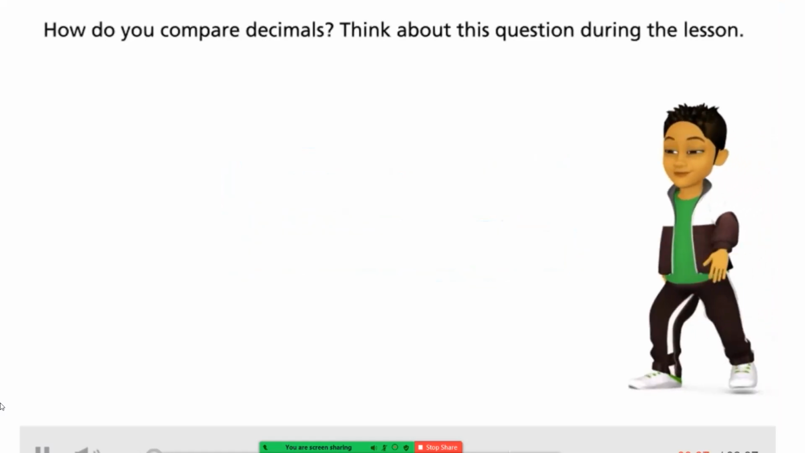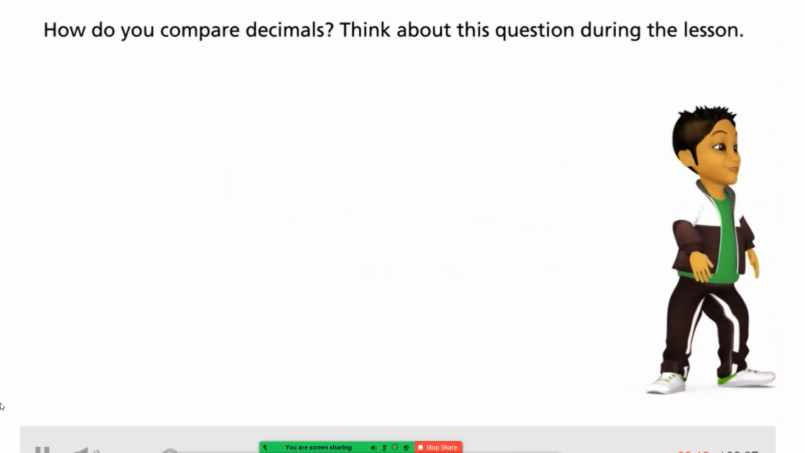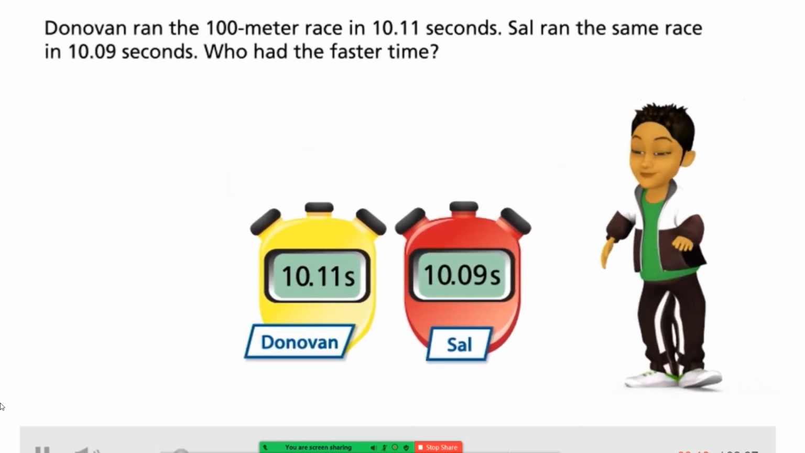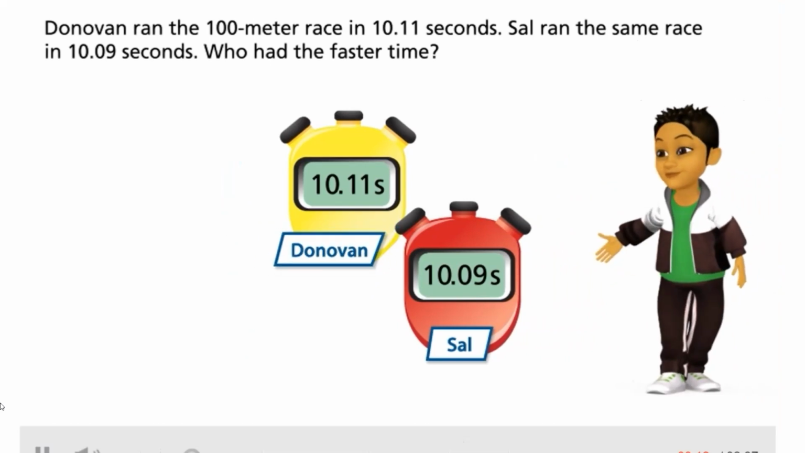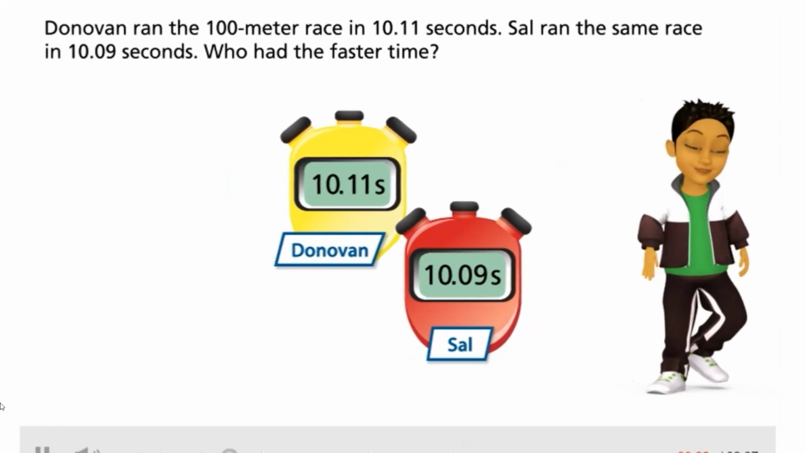How do you compare decimals? Think about this question during the lesson. Donovan ran the 100-meter race in 10 and 11/100 seconds. Sal ran the same race in 10 and 9/100 seconds. Who had the faster time?